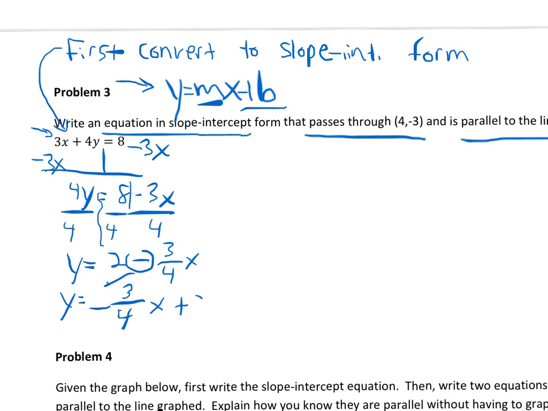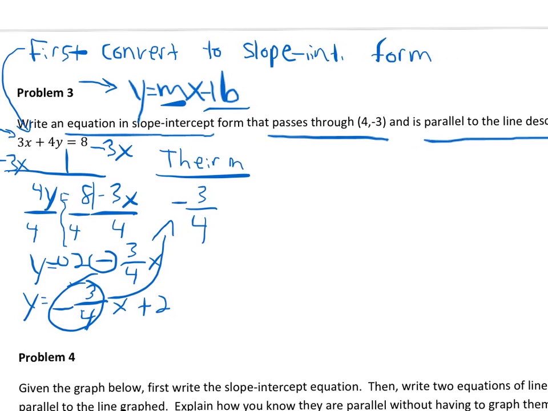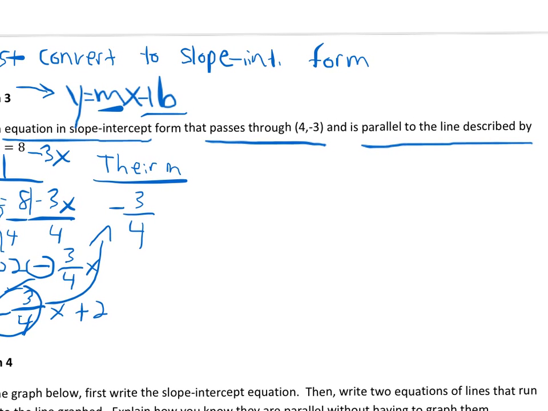What was it? Then plus 2, because this is a positive 2 out in front. No signs there, so we know it's positive. Okay, so what is their m? Well, their m is this right here. Okay, their m is negative 3 over 4. Well, I know that if my line is parallel to their line, then the slopes have to be the same. So mine is also negative 3 over 4.